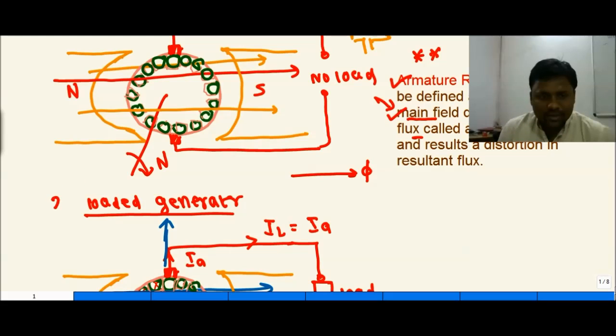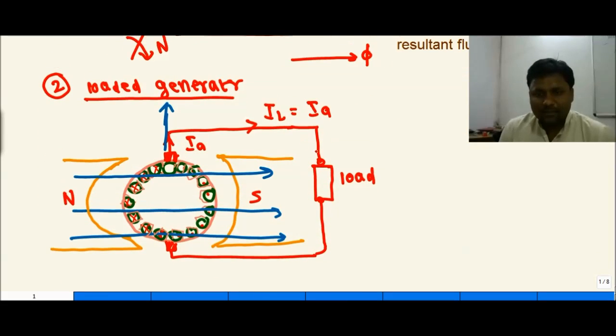Now consider case 2. In this case, we have a loaded generator. We have put a load on the outer part, and this rotor is rotated by an external prime mover in a constant magnetic field. Then this conductor will experience an induced EMF. Since the load is connected, there will be a path for the current. So we experience cross and dot in this fashion. It shows that there is a current in this loaded generator.